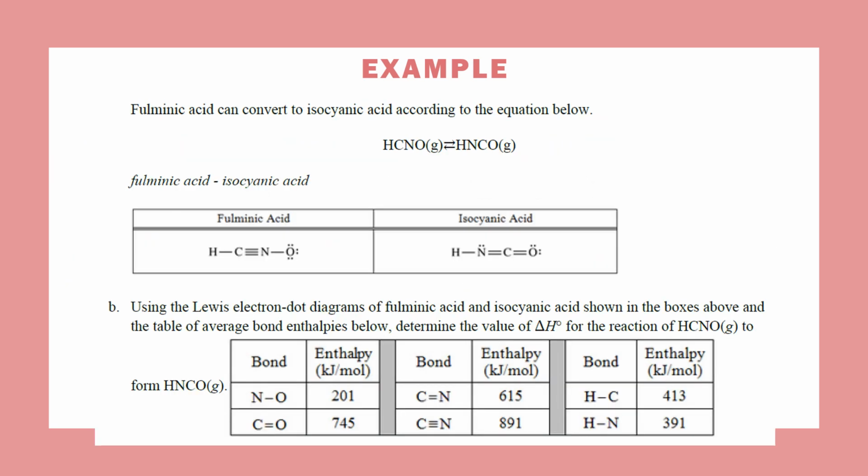Okay, so fulminic acid can convert to isocyanic acid according to that equation. Using the electron dot diagrams and the table of average bond enthalpies, determine the value of delta H for the reaction. So bond enthalpies is kind of Unit 6. It's going to be bonds broken minus bonds formed.